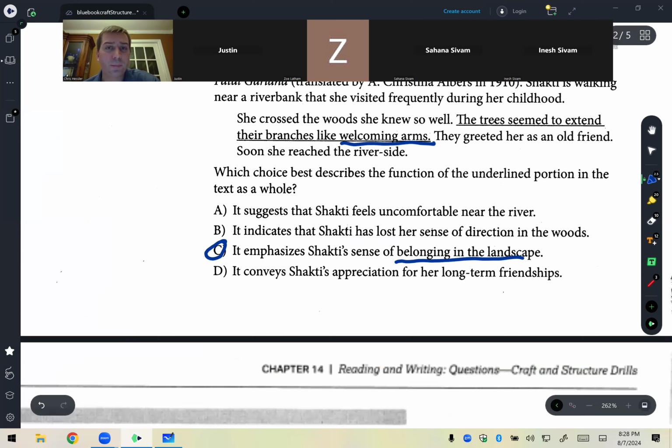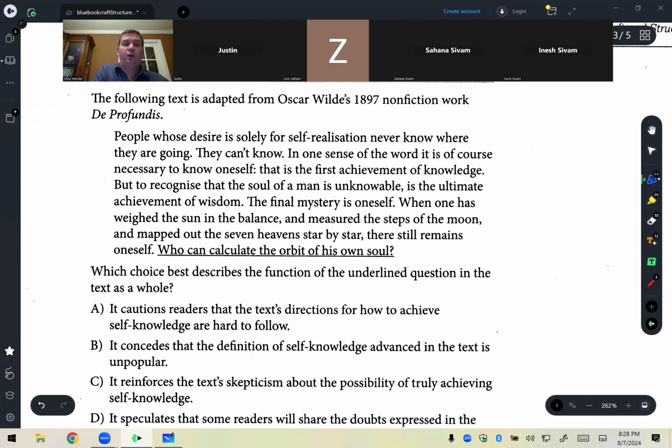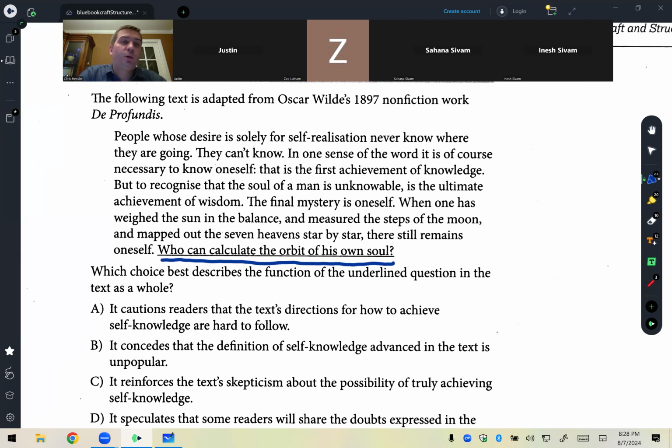On to number 6. Here we have an excerpt from Oscar Wilde's work, De Profundis. "Who can calculate the orbit of his own soul?" Here we have a rhetorical question. A rhetorical question is a question that is said not for a literal answer. It is said rather for an effect. Am I asking you a question that you could possibly answer? Who can calculate the orbit of his own soul? I can. I'm that person. No, of course, this question is said for effect, not for a literal answer.